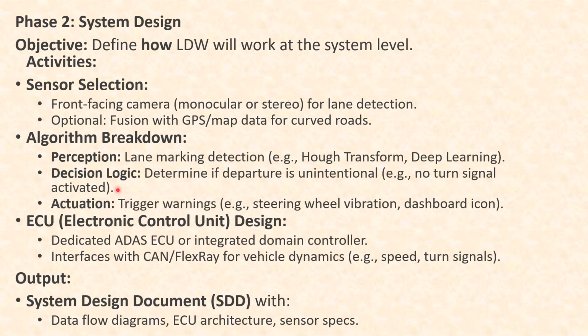Now as I said in the video about lane departure warning, only when the turn signal is not activated, this lane departure warning algorithm is invoked. So this decision logic is also very important. Next is actuation. It clearly triggers the warning: steering wheel vibration, dashboard icon. All these things are extremely important.